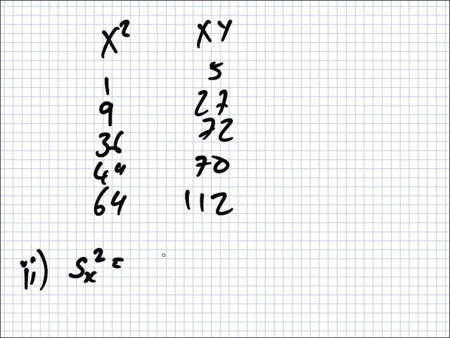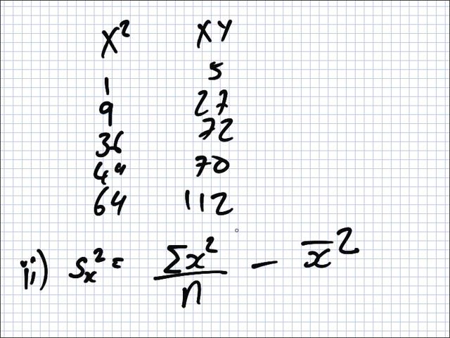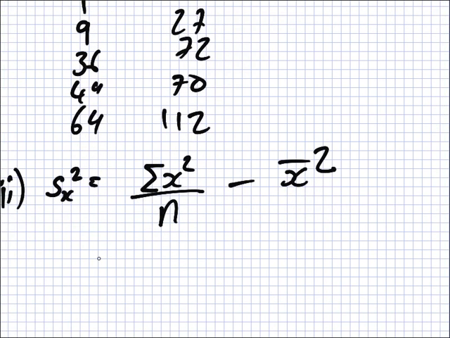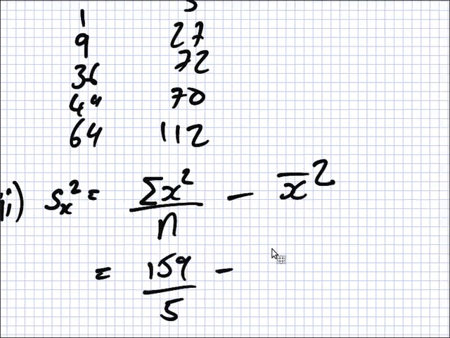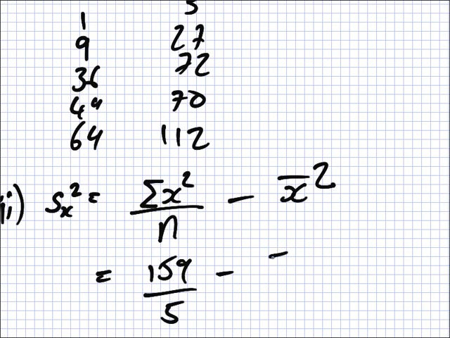Okay, so that was the sum of x squared over n, which in this case is over 5, minus the average of x, squared like that. So what did you get here? 159 over 5, minus the average, which is 5, squared, 25. Why 159?